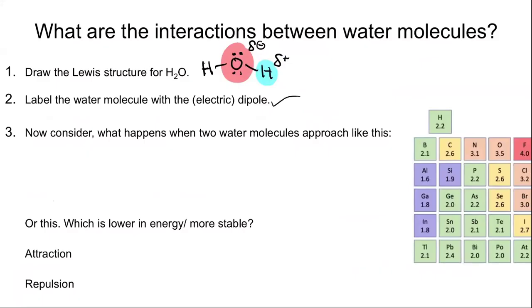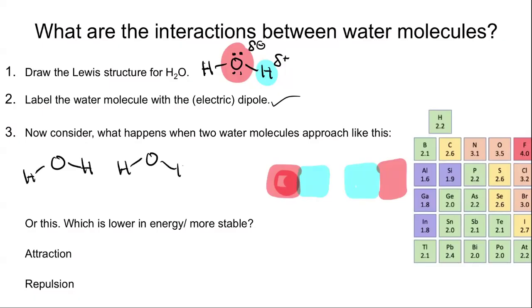Now consider what happens when two waters approach like this. Before we do that, I want you to think about what would happen if I brought a magnet. It's a weird shaped magnet, circular, but I have a magnet, and I try to bring two blue things together like this. You'd say they're going to repel each other, right? Well, guess what? The same thing happens if water comes in like this and another water comes in like this.